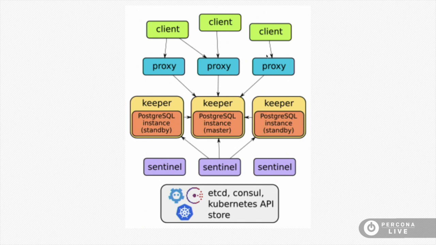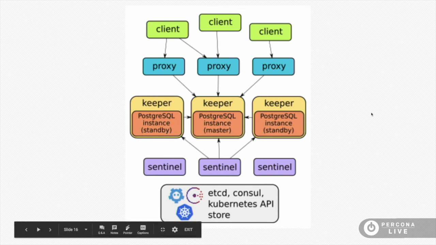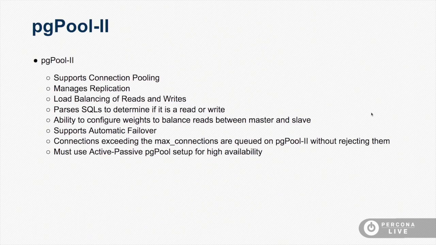So there's just a simple architecture diagram that you can look at. There is a proxy that lets you automatically connect to the master for writes, right? And the keeper monitors the status, and the Sentinel monitors the keepers and sees if it needs to perform a failover, and it does depend on etcd kind of a distributed consensus.